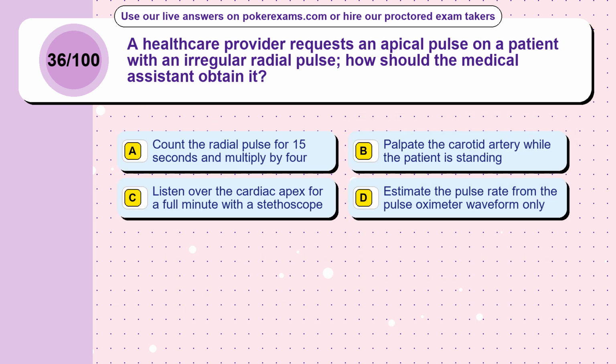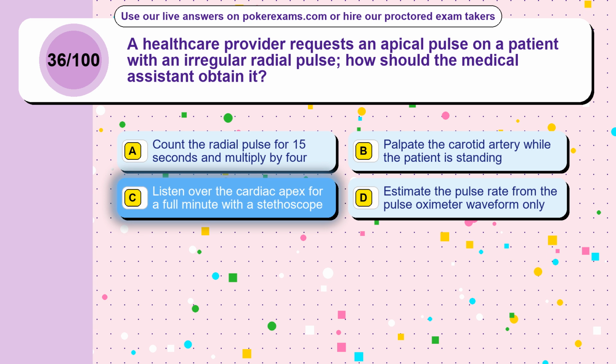Question 36. A healthcare provider requests an apical pulse on a patient with an irregular radial pulse. How should the medical assistant obtain it? Option A, count the radial pulse for 15 seconds and multiply by 4. Option B, palpate the carotid artery while the patient is standing. Option C, listen over the cardiac apex for a full minute with a stethoscope. Option D, estimate the pulse rate from the pulse oximeter waveform only.